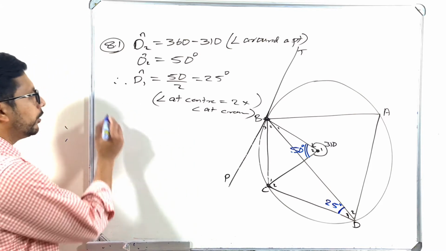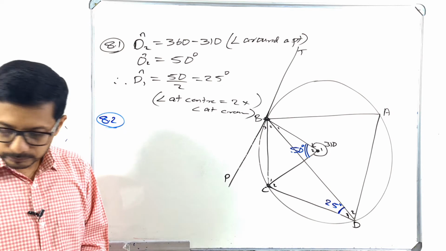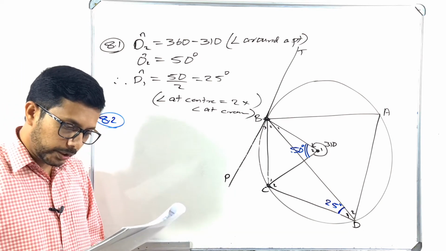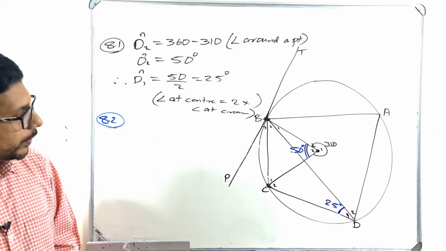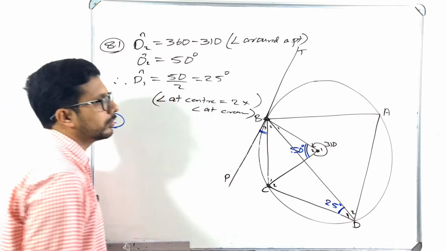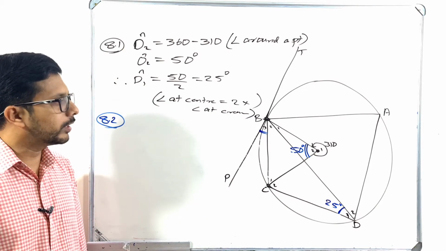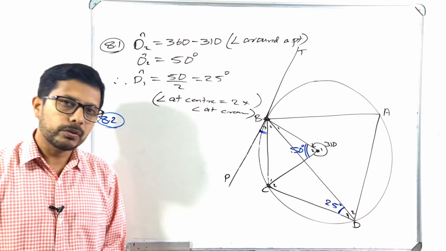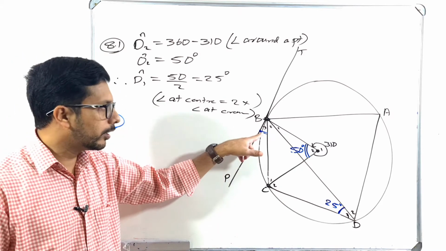Now let's move to 8.2. What is question number 8.2? Angle B3. Where is angle B3? You have to find angle B3. Which one is angle B3? This angle. So how can you find that angle, guys? How can you find that angle B3? First of all, you have to think about that. What is this angle B3?